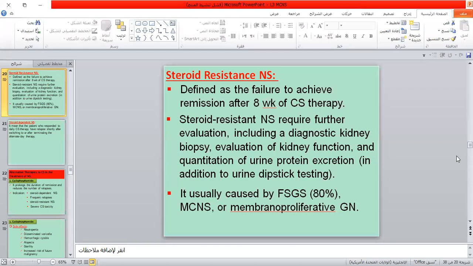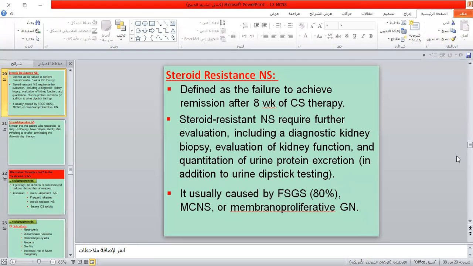الستيرويد ريزيستنس طبعا يحتاج renal biopsy، يحتاج evaluation of the renal function، radiocarbon creatinine، أو يحتاج quantitative measurement of the urine protein excretion. طبعا steroid resistance usually caused by the focal segmental glomerulosclerosis 80%، minimal change nephrotic syndrome very small percentage مالتهم، أو by membranoproliferative glomerulonephritis. معظمهم due to the focal segmental glomerular sclerosis.